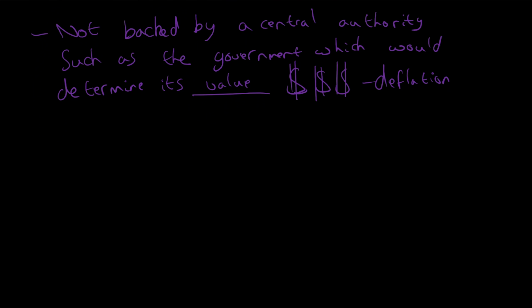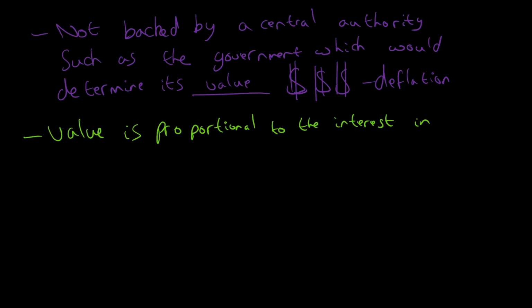Cryptocurrencies don't work exactly like that. They are not issued by a single authority. The value is actually determined proportional to the interest in said cryptocurrency, and essentially the work behind mining it.